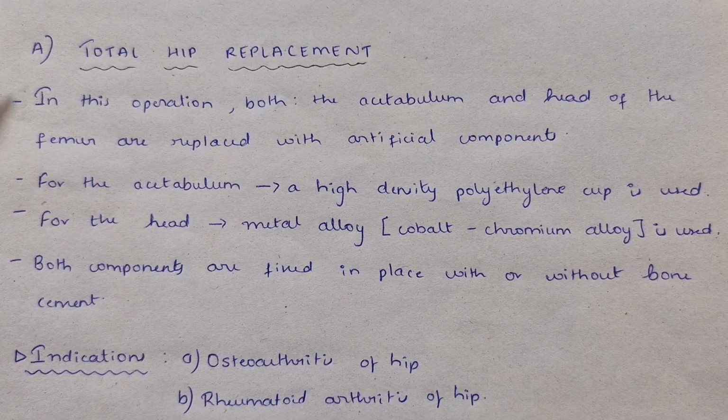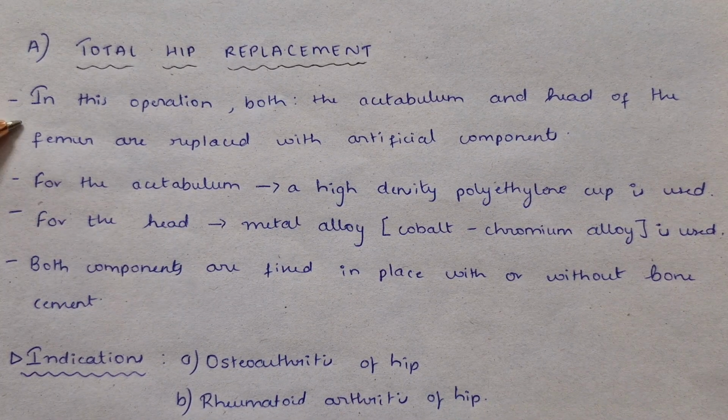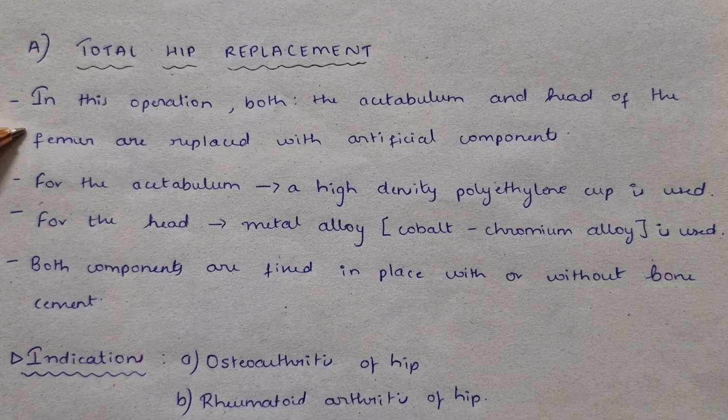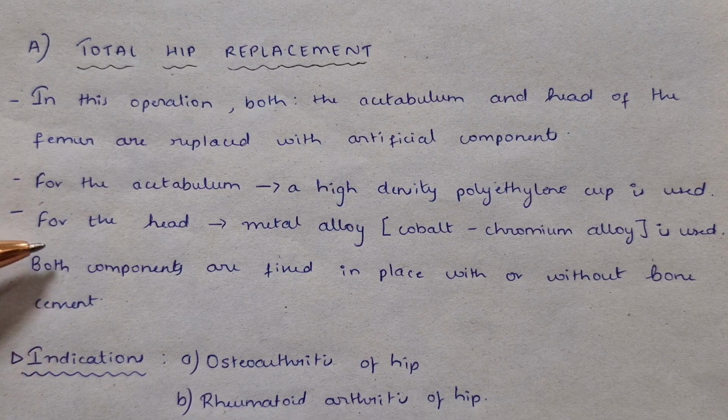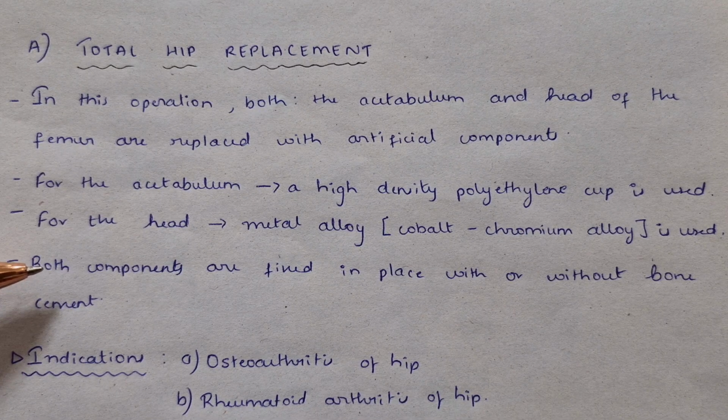Total hip replacement. In this operation, both the acetabulum and head of the femur are replaced with artificial components. For the acetabulum, a high-density polyethylene cup is used. For the head, metal alloy, which is a cobalt chromium alloy, is used. Both the components are fixed in place with or without bone cement.